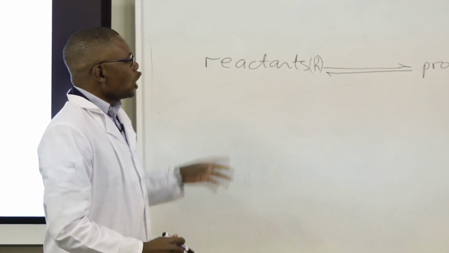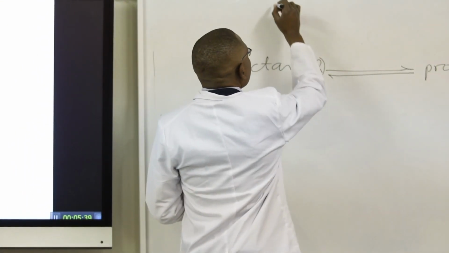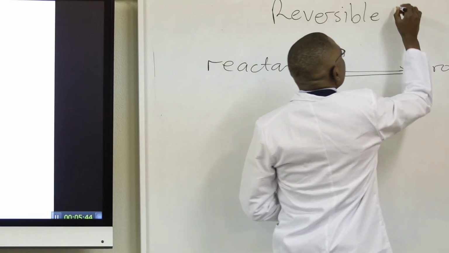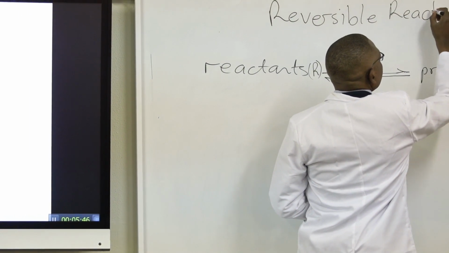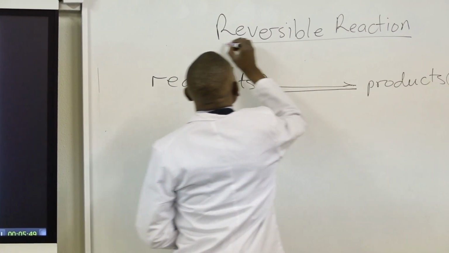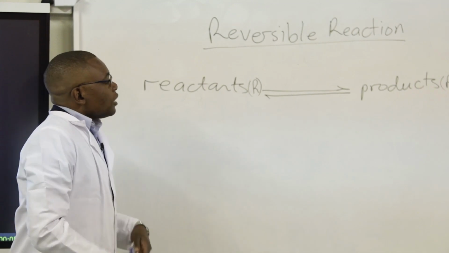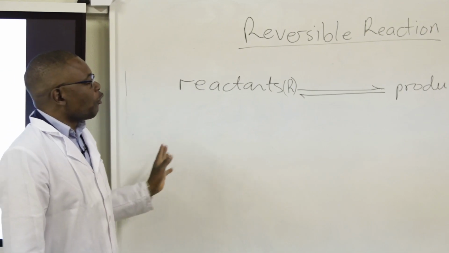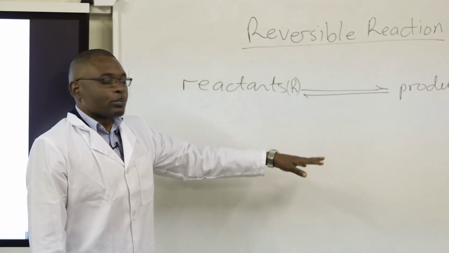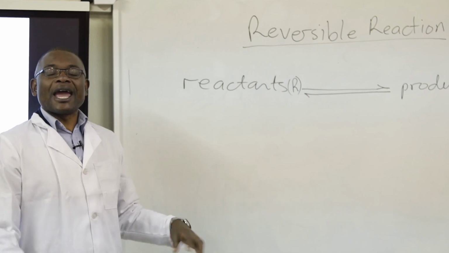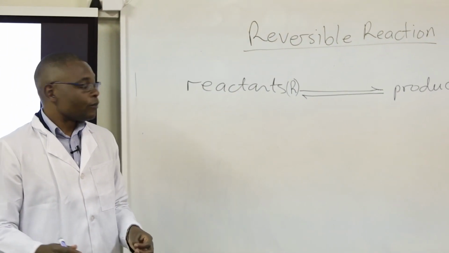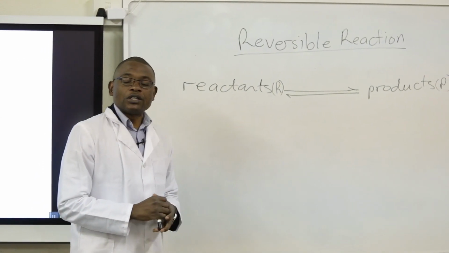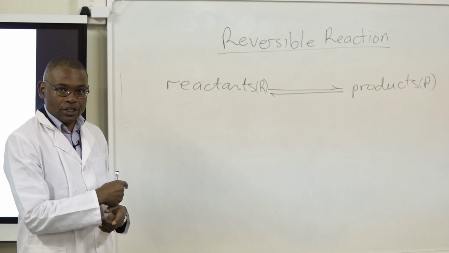So when this happens, we say we are in a state of a reversible reaction. And in a reversible reaction, we are saying in as much as reactants combine to form products, products also break down to form reactants. And a point in time is reached when the rate of the forward reaction is equal to the rate of the reverse reaction.